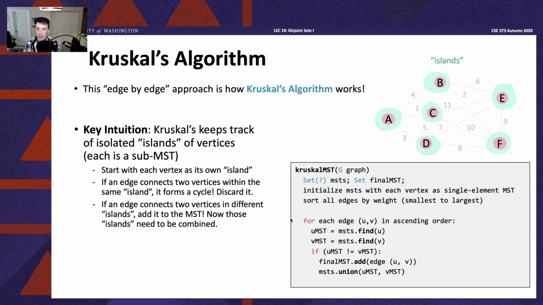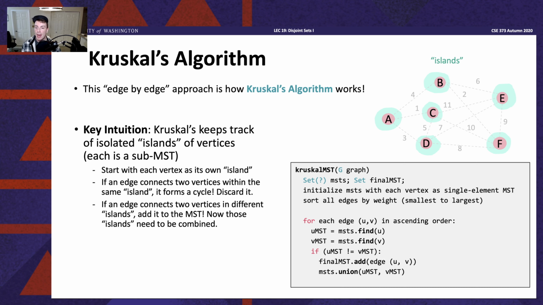So here's how this is going to go. We start off having everything in its own island. Then we start with the smallest edge, which is 1. 1 connects A and C. Those are in different islands. So if we do this find operation, it's going to tell us which island it's in.